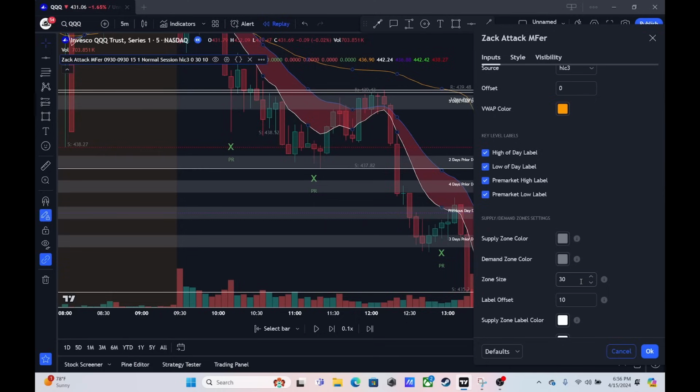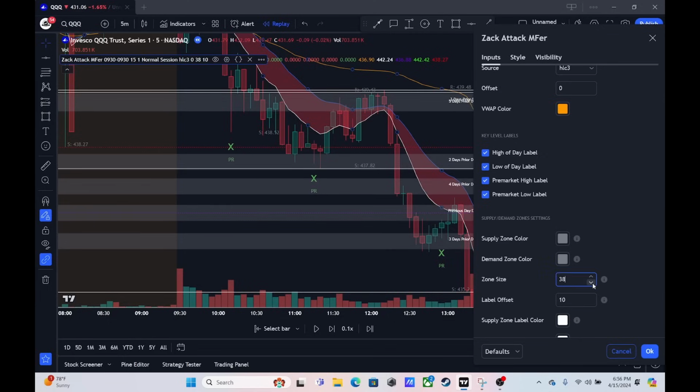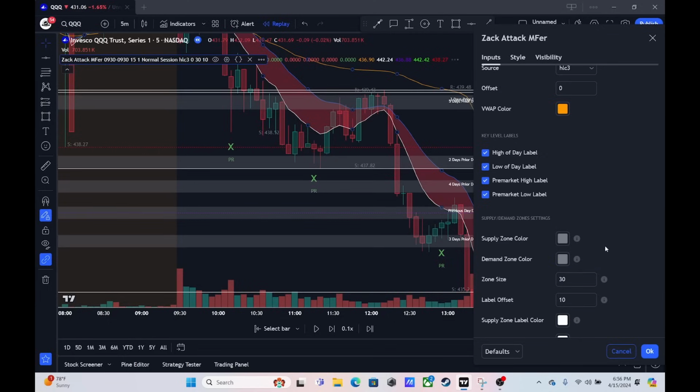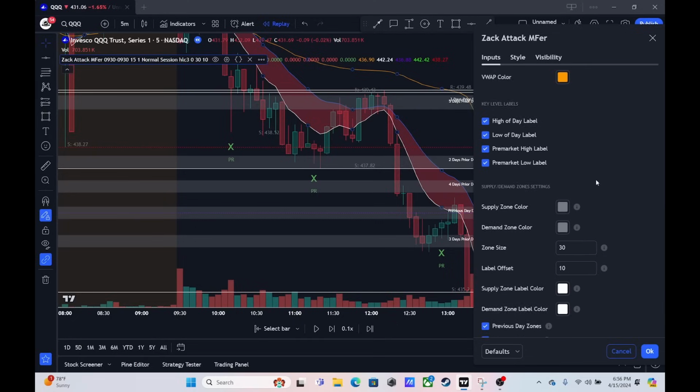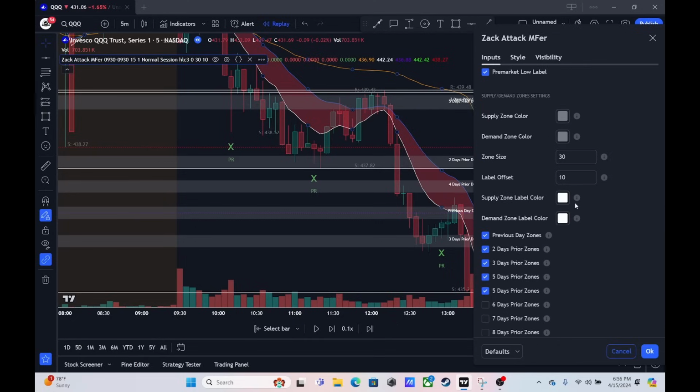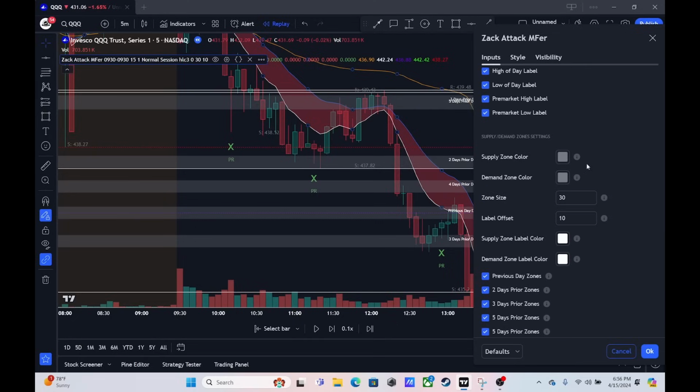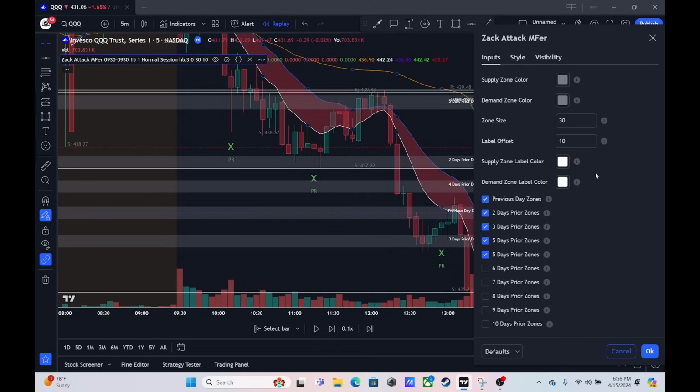Now what you can do is increase or decrease the size of this zone. I have it at 30 for a reason, that's the optimum zone size, but if you want to keep increasing this, you can. It's going to increase the size of your zones, and you can even offset the label if you want it to move right or left. Again, you can change the color of the supply and demand zones, but you can also change the color of the label as well.